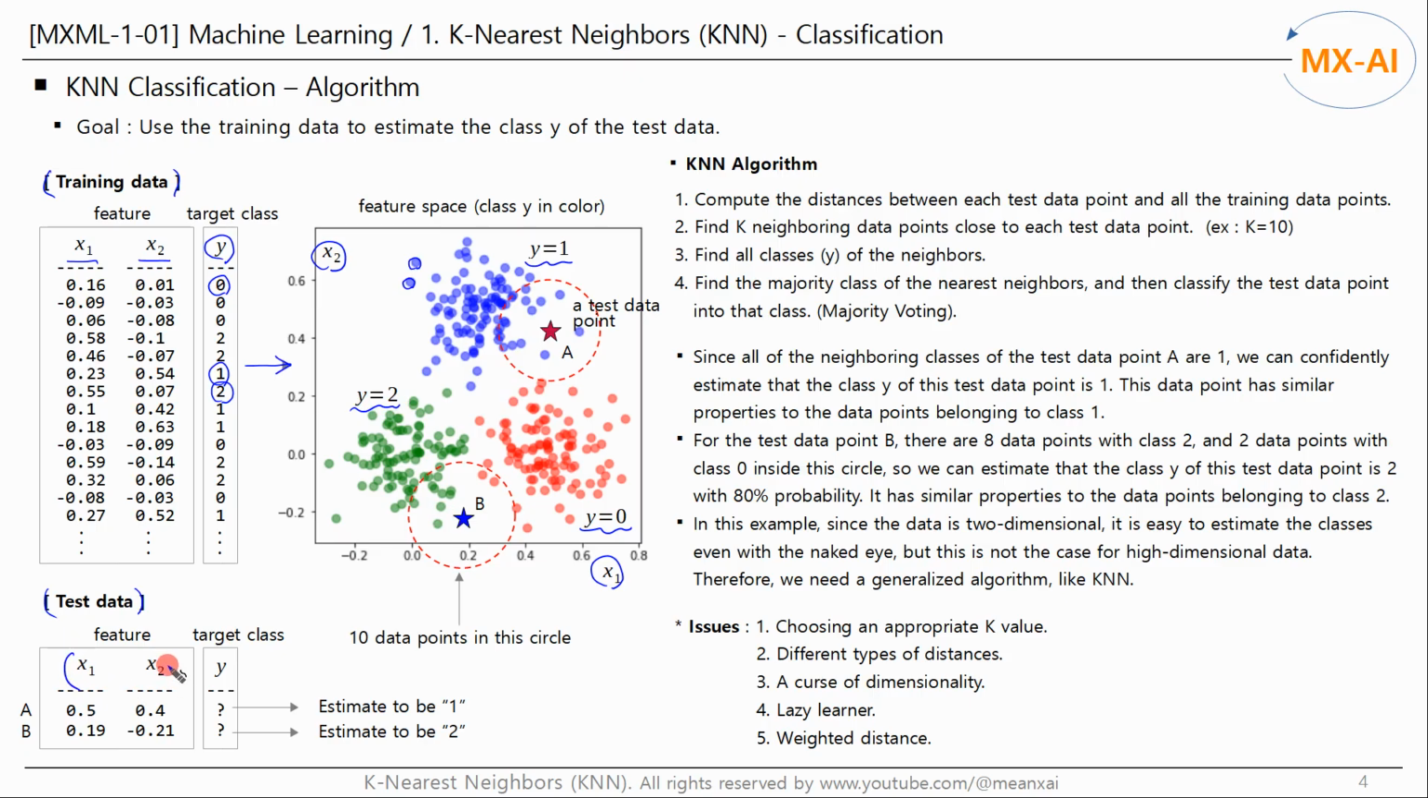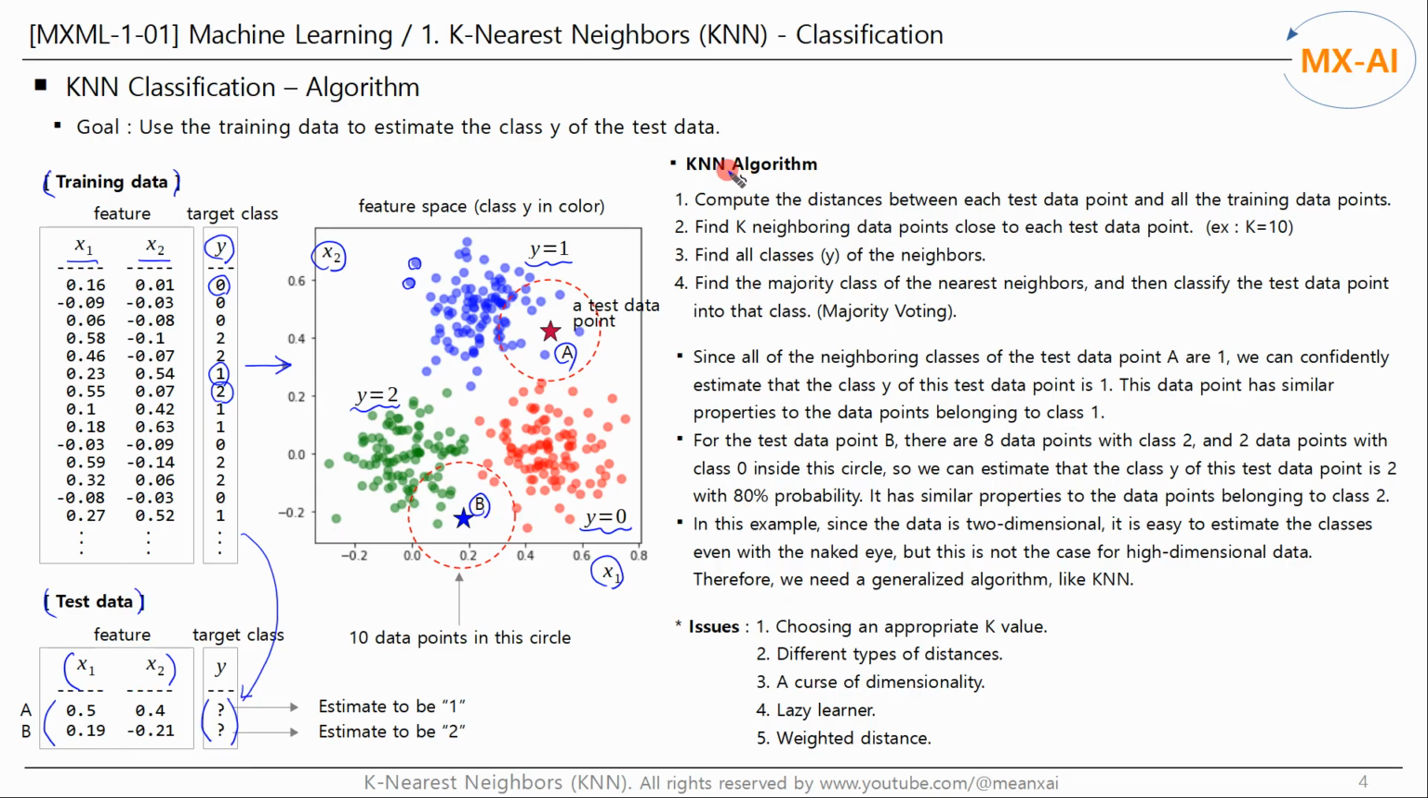The test data also consists of two features, but without the target class y. Our goal is to use this training data to estimate the class y of this test data. Let's plot these two test data points A and B in the feature space like this. We want to use the KNN algorithm to estimate the classes of the test data points A and B.